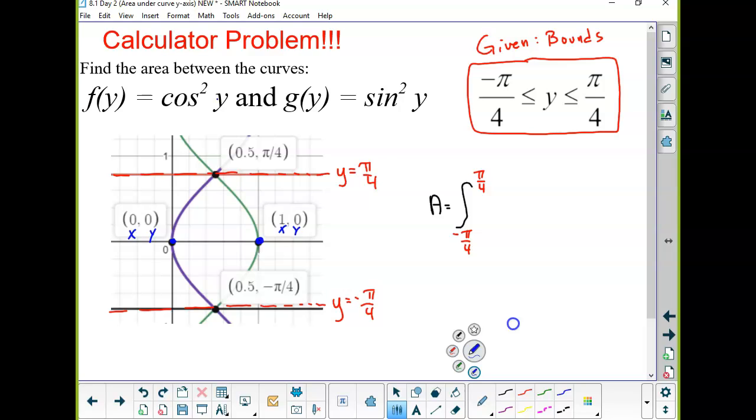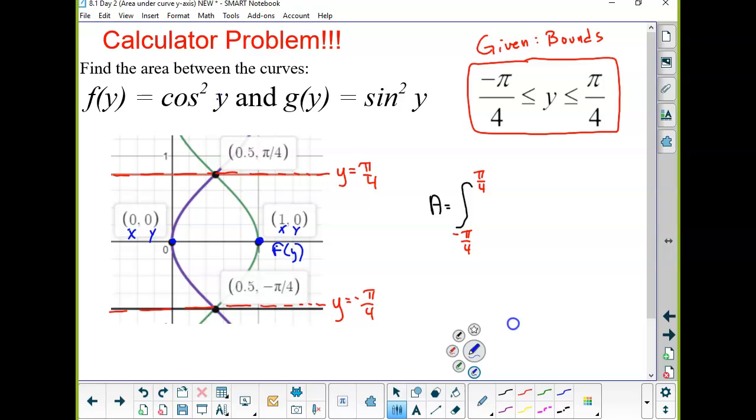And then 1 squared is 1. So when y plugs in, my output, which is the x value now, has to be 1. So that means that this cosine value is the green. So I would label this as f of y.